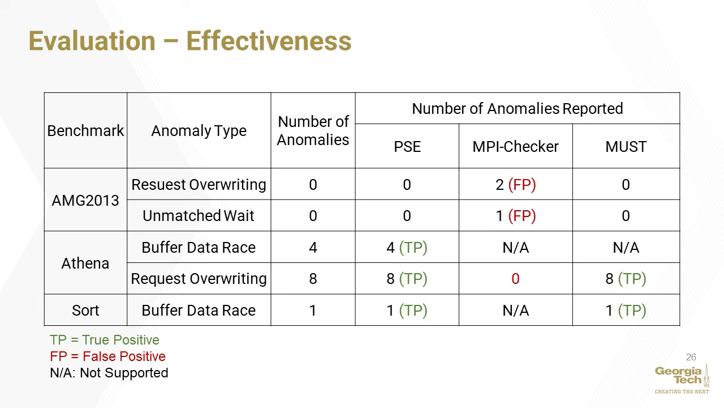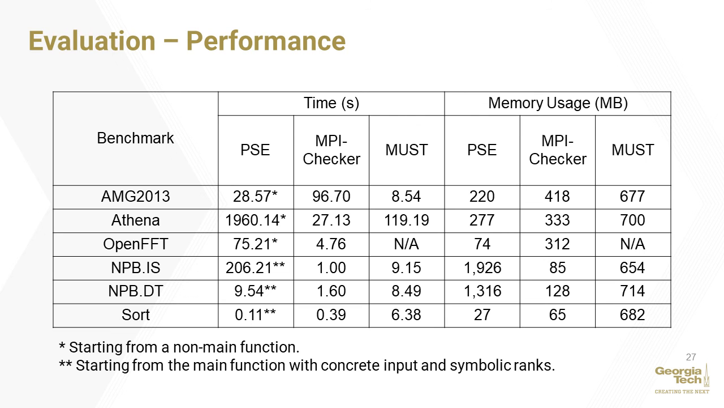MPI Checker raised 3 false positives due to its unsound approximations, and also missed some request overwriting anomalies that it supports. MOST does not support the detection of buffer delays, but it reported all other anomalies successfully. And this table compares the performance of our approach with the other two. Thanks to partial program symbolic execution and lazy initialization, the time and memory usage of our approach is comparable to the other tools based on static and dynamic analysis.